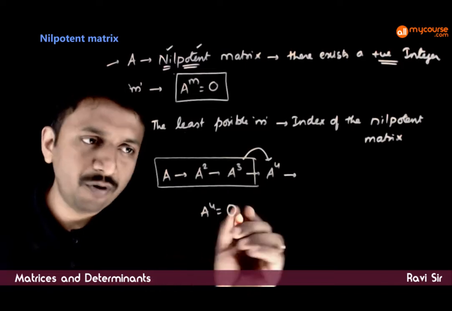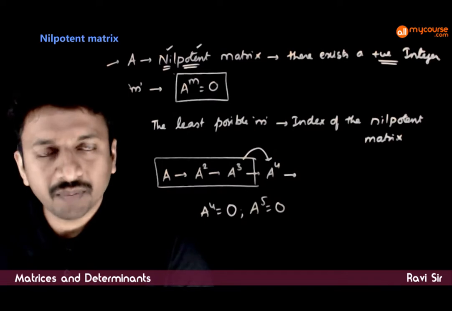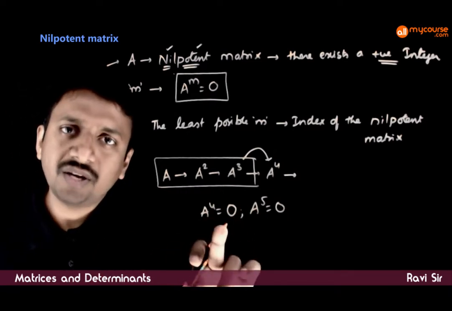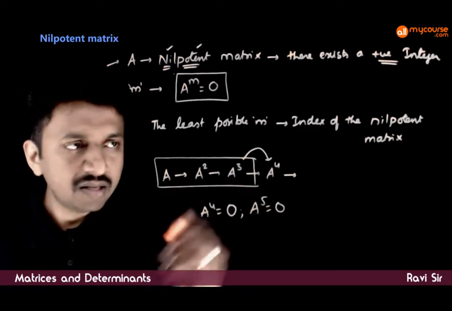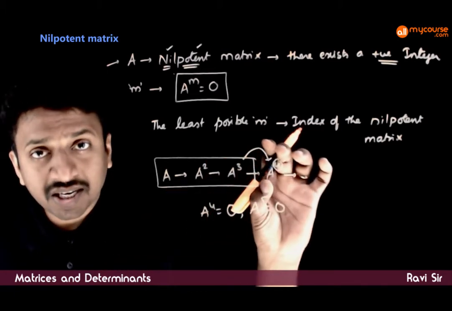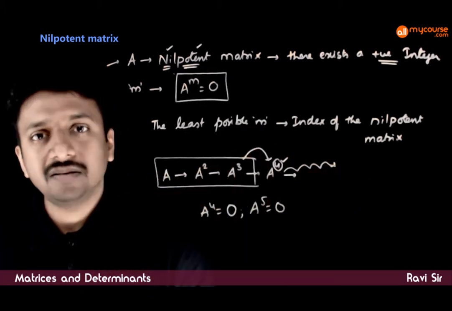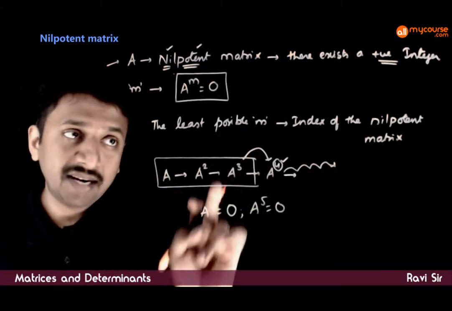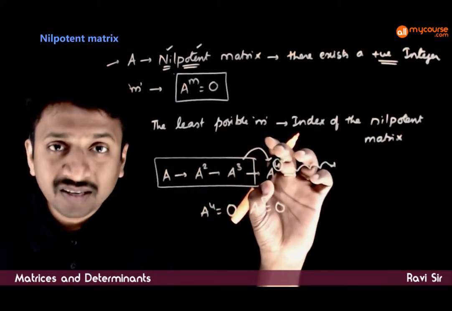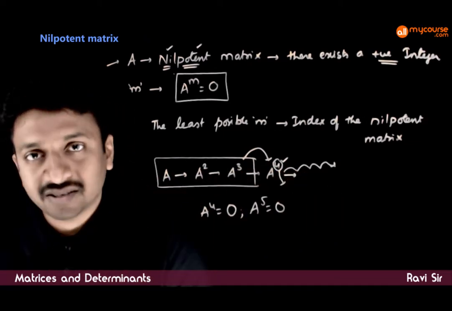So once A to the 4 is equal to 0, all the higher powers will turn out to be zeros, because A to the 5 is A to the 4 times A. A to the 4 is 0, and a 0 matrix times any matrix is 0. So once for some index, A power that index becomes 0, all the higher powers will turn out to be zeros. And the least possible m, that is the first power where A power m becomes a 0 matrix, is called the index of the matrix.